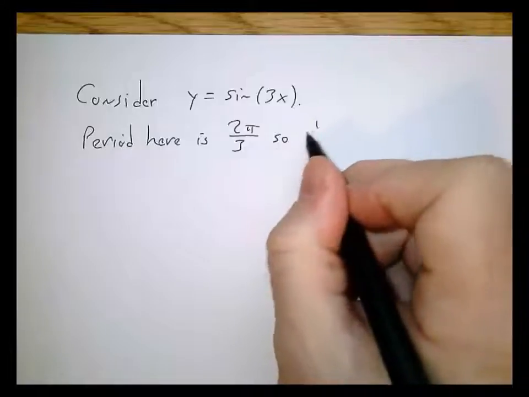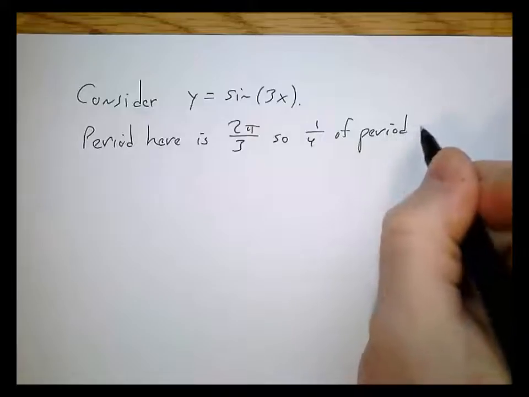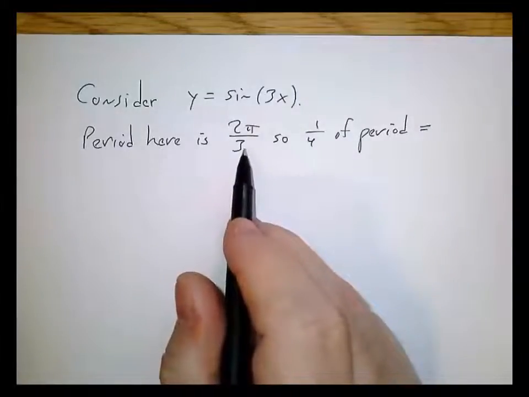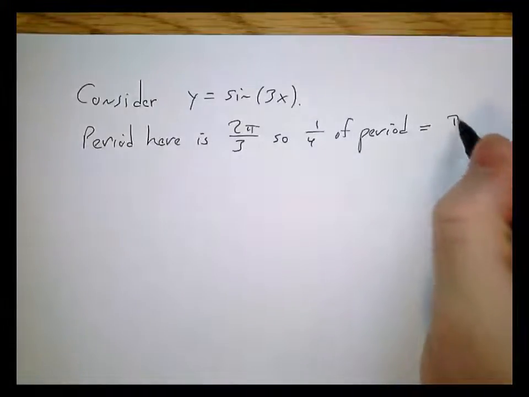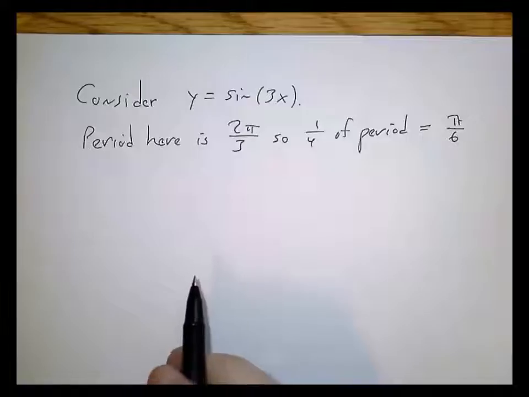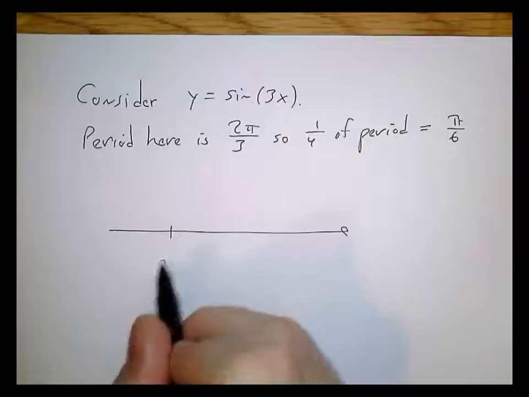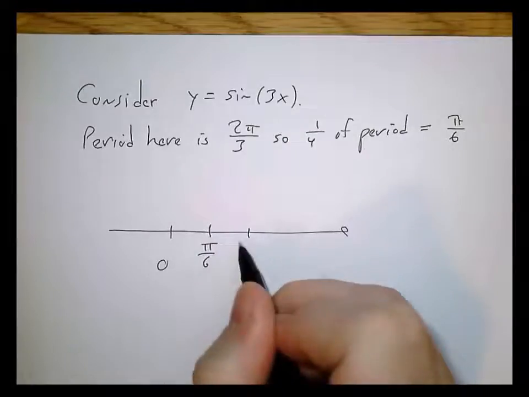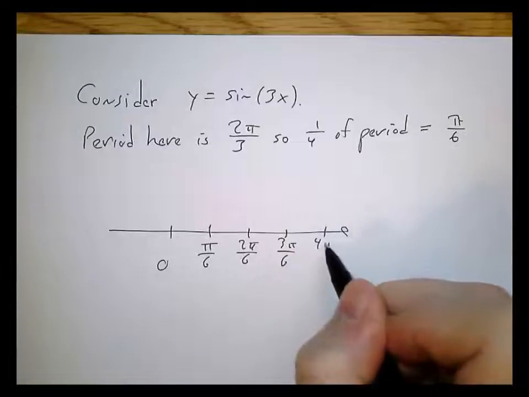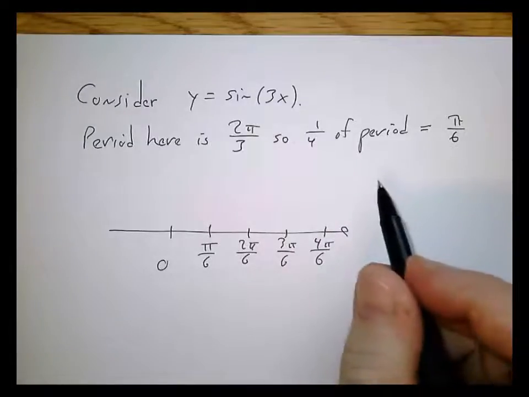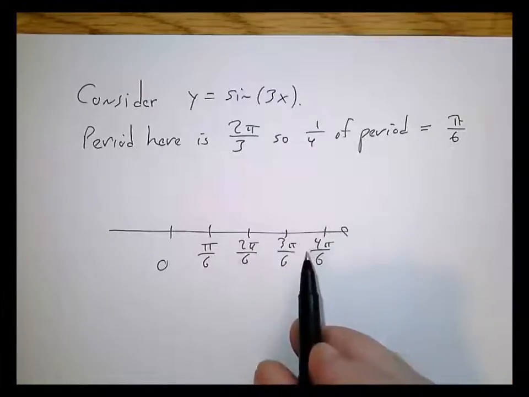So 1/4 of the period is going to be what? Well, 2 pi over 3 divided by 4 will be 2 pi over 12 or pi over 6. And this means that my points of interest are evenly spaced pi over 6 apart from each other. So I have 0, pi over 6, 2 pi over 6, 3 pi over 6, 4 pi over 6. Right? And I didn't simplify here, so I wanted to show that these are evenly spaced.